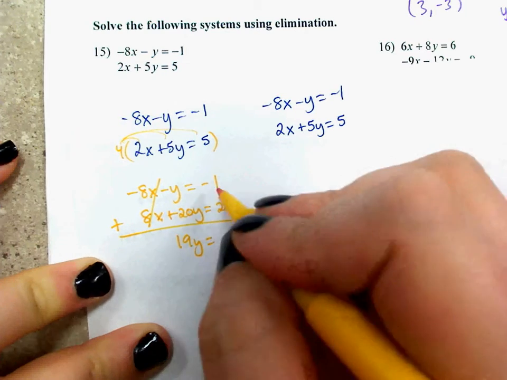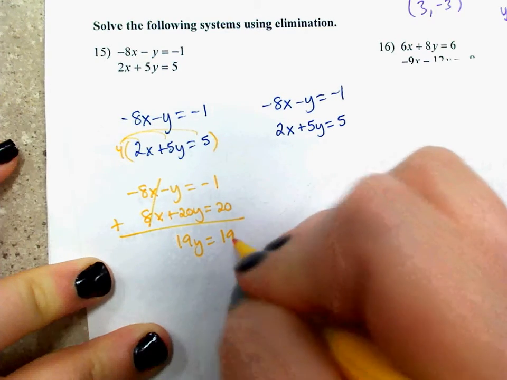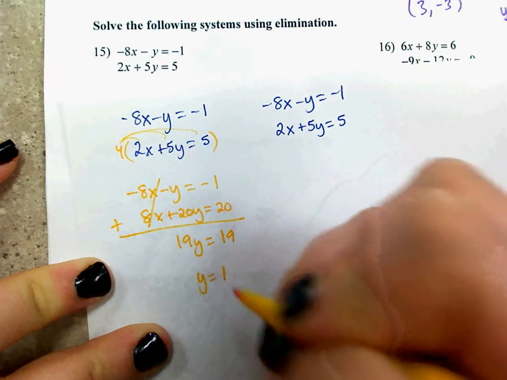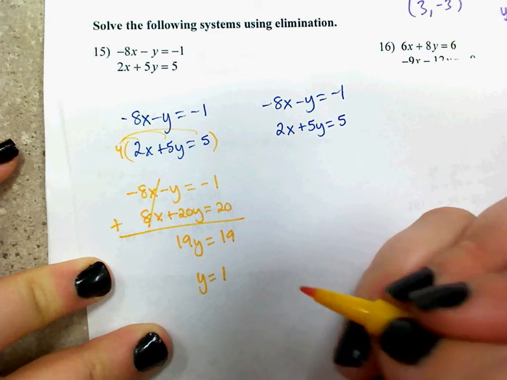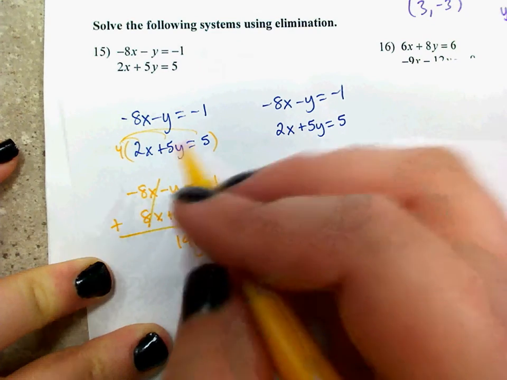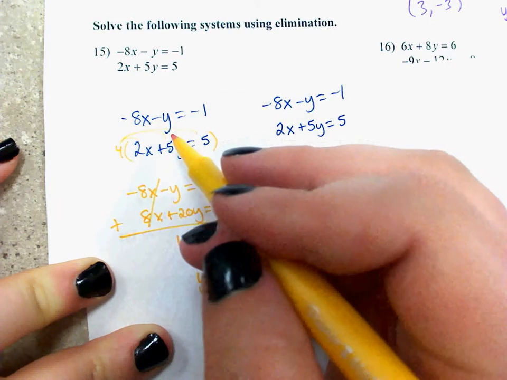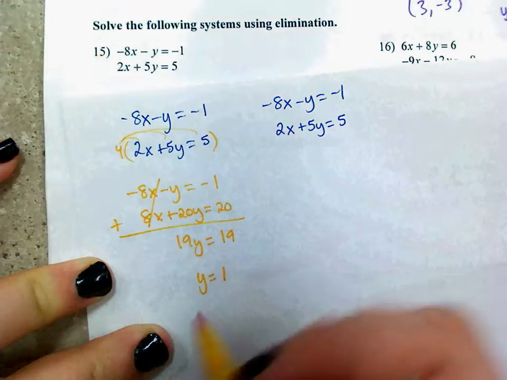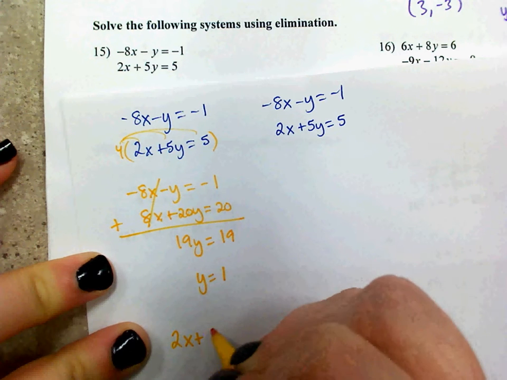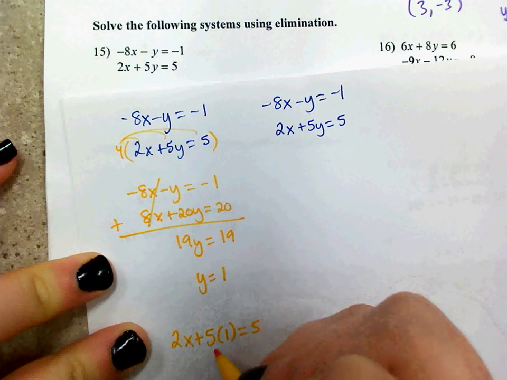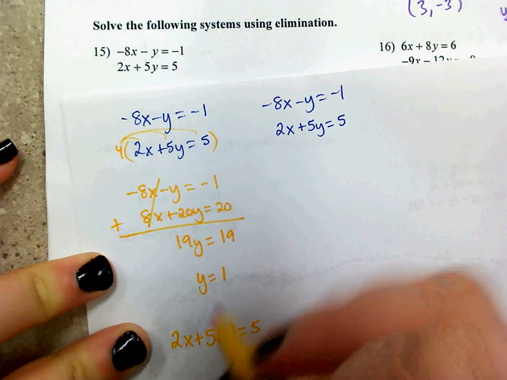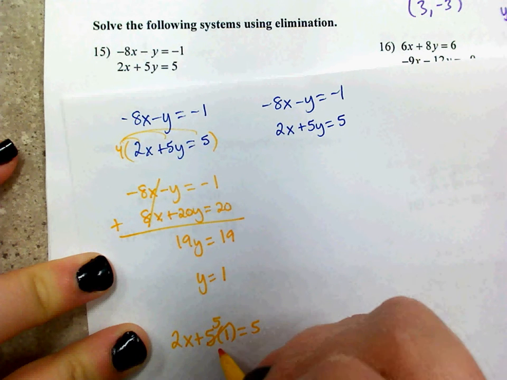If you know y equals 1, then you can choose which equation you want to use, and then just go back and solve. So it doesn't really matter. I'm going to choose the bottom one. 2x plus 5 times 1 equals 5. 5 times 1 is 5. And if I subtract the 5 over, then I end up with 0. 2x equals 0. If I divide by 2, x is still 0. Okay?